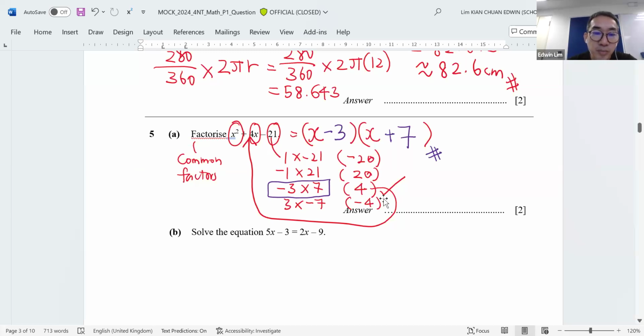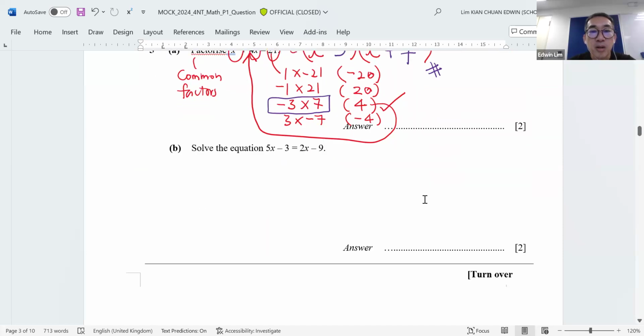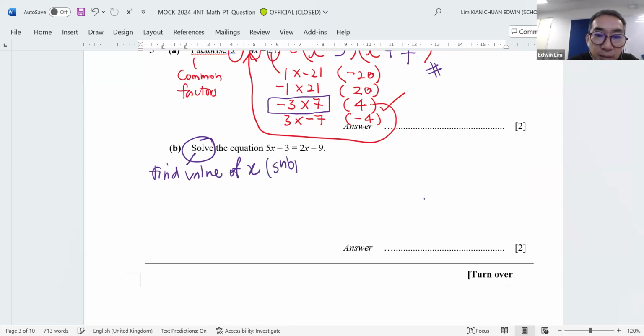Okay, next question. Solve the equation 5x minus 3 equals 2x minus 9. Solve means find the value of x. So x becomes my subject. For my subject, I always put it on the left-hand side. It's easier for you to understand. So I'm going to show you the way of how I do it.